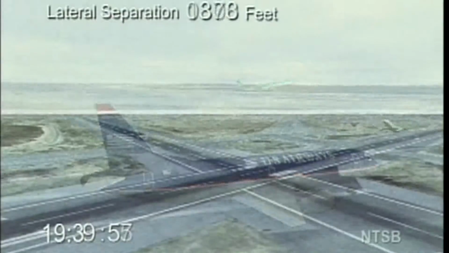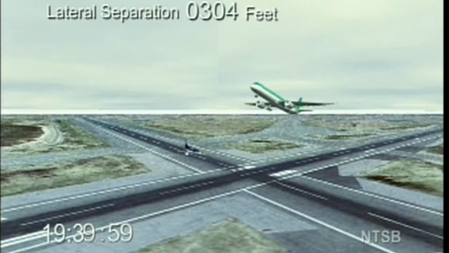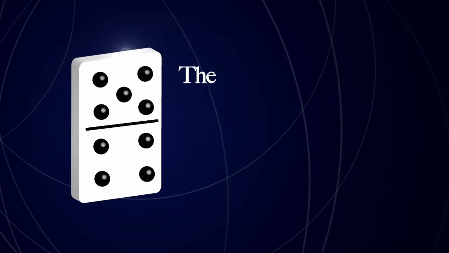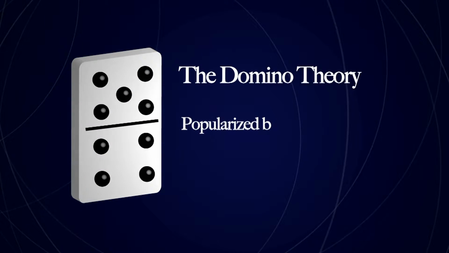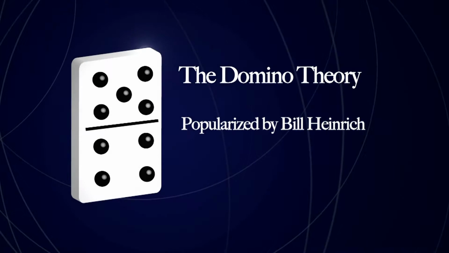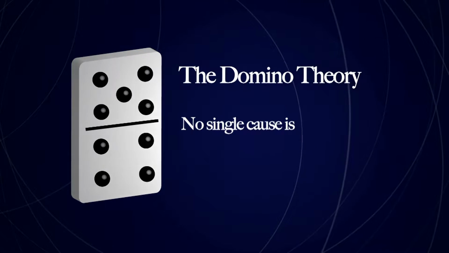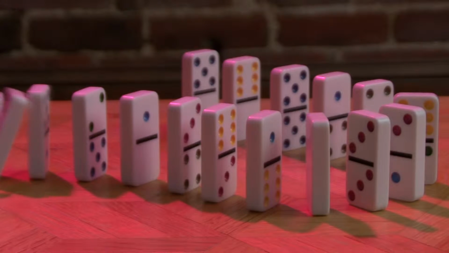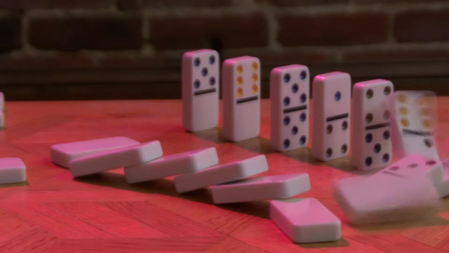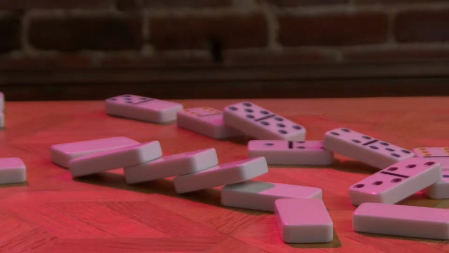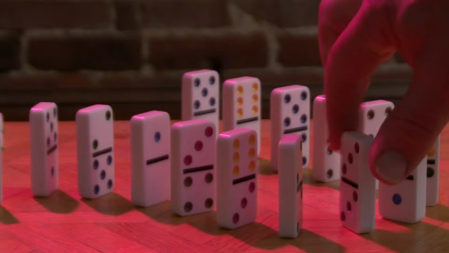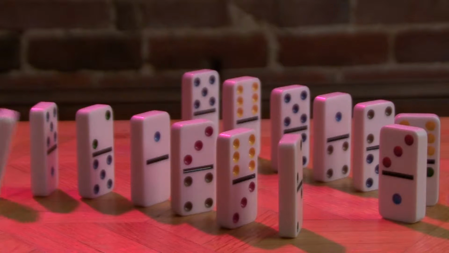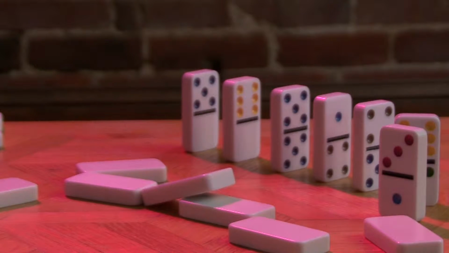To better understand how small errors and oversights can contribute to major accidents, it's helpful to examine the domino theory. The domino theory was popularized in the 1930s by a safety pioneer named Bill Heinrich. The domino theory states that no single cause is ever to blame for an accident. A primary trigger may set the dominoes in motion, but each subsequent domino in that chain, each one that is knocked down, contributes to the ultimate disaster.